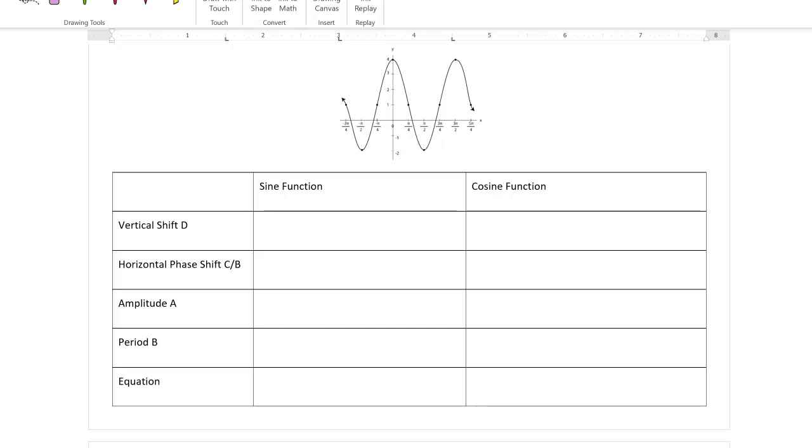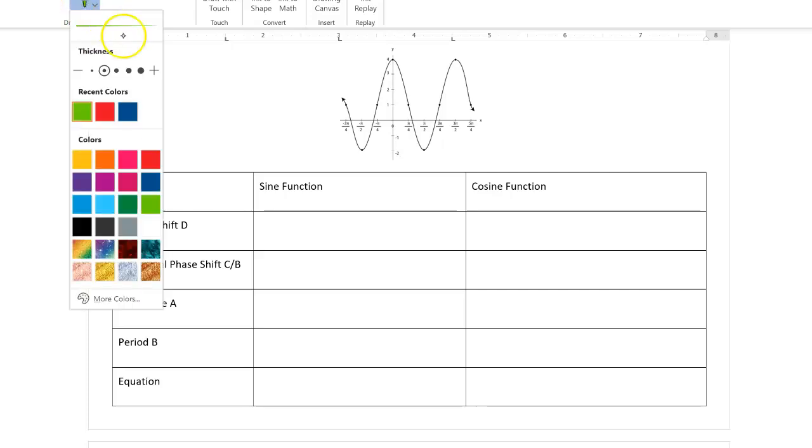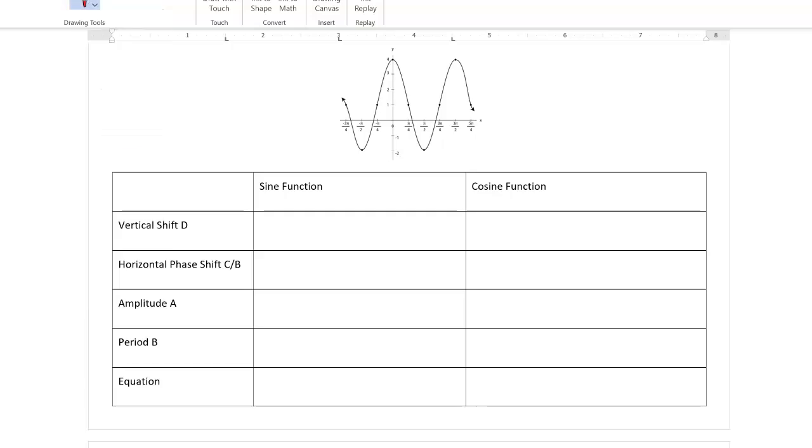Welcome to Trigonometric graphs. So again, what we're going to be doing is looking at a graph and creating the sine function and cosine function. So let's begin with our vertical shift. Now, if you notice this one, it's not quite equally balanced over the x-axis. So what we're going to have to do is find the midline for the vertical shift.